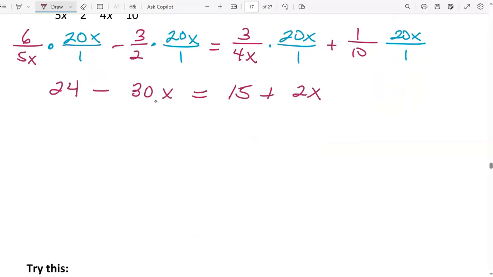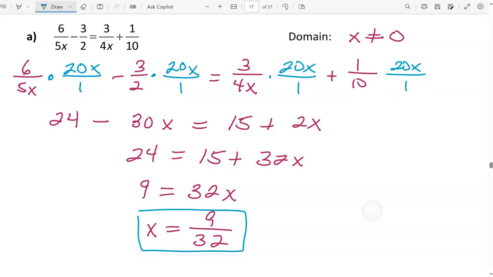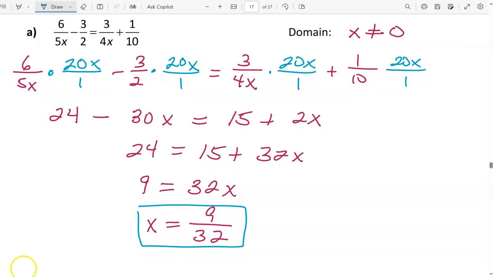Now we just have a simple linear equation to solve. I'm going to move my variable terms to the same side of the equation by adding 30x. And then subtract 15 from both sides of the equation. And that will give us 9. And then dividing by 32, we get x is equal to 9/32. Notice that that doesn't conflict with the domain, which says that x cannot equal 0, so this is an allowable solution.